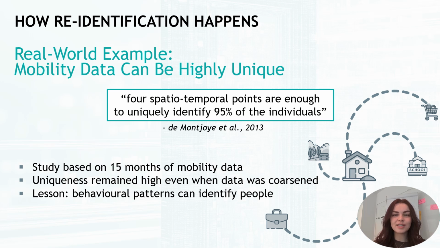One influential study on human mobility showed just how identifying behavior patterns can be. The researchers found that in a large mobility dataset, 4 spatiotemporal points were enough to uniquely identify 95% of individuals. The important lesson for open data teams is not the exact percentage alone. It is the broader message. Patterns of movement, timing, and place can be highly unique even when names are absent.